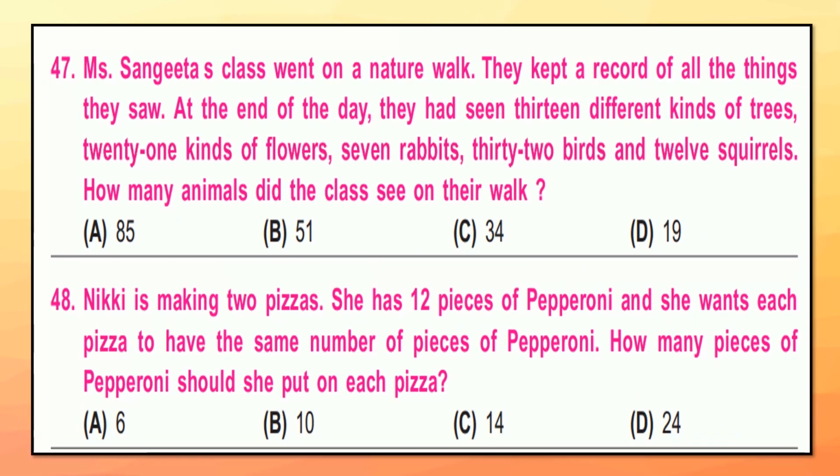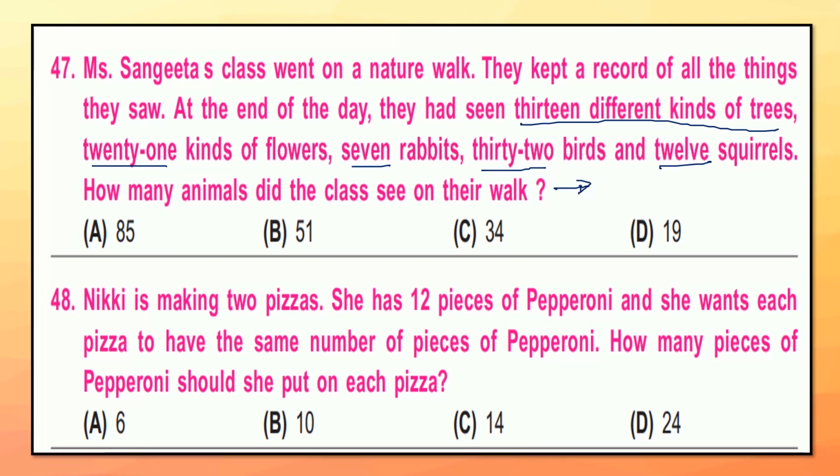Question number 47. Miss Sangeeta's class went on a nature walk. They kept a record of all the things they saw. At the end of the day, they had seen 13 different kinds of trees, 21 kinds of flowers, 7 rabbits, 32 birds, and 12 squirrels. How many animals did the class see on their walk?